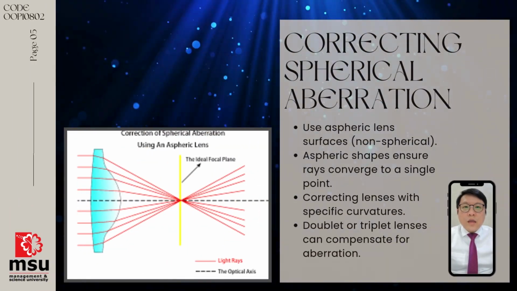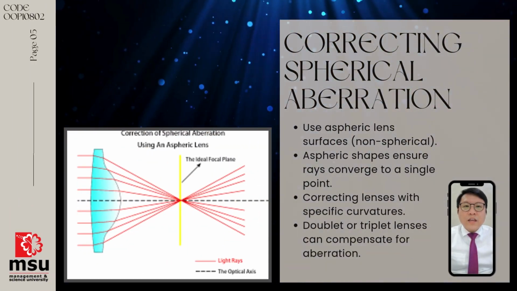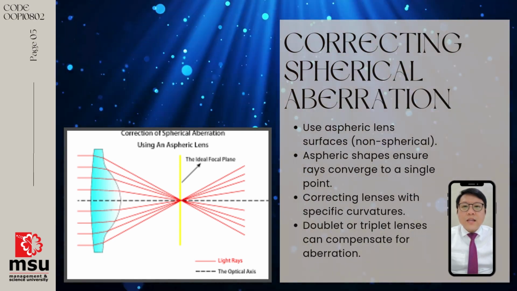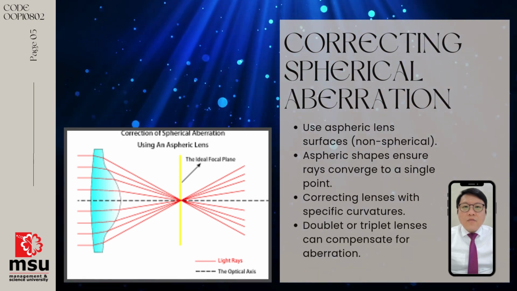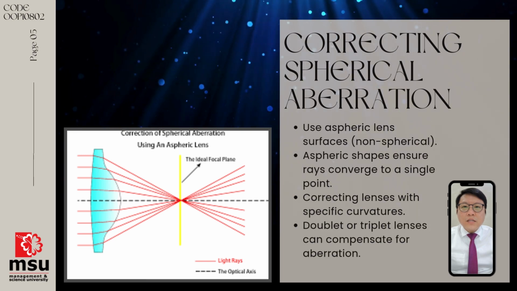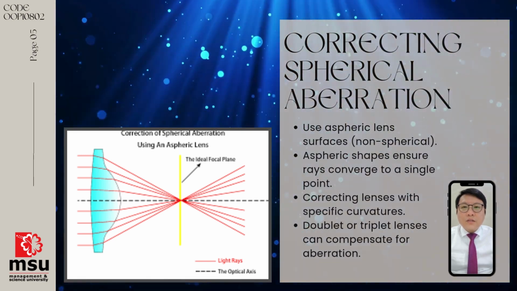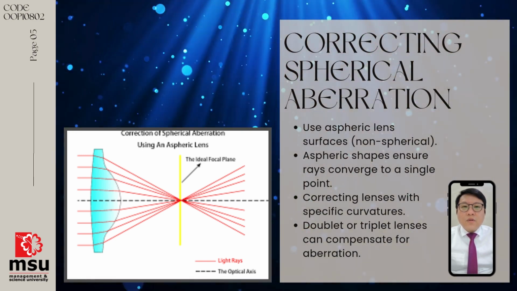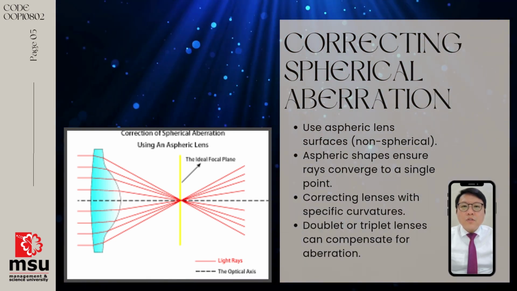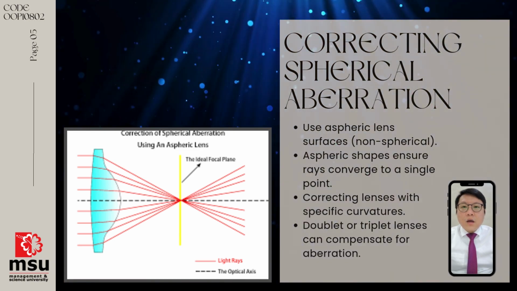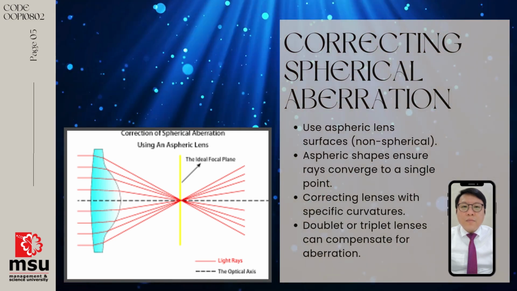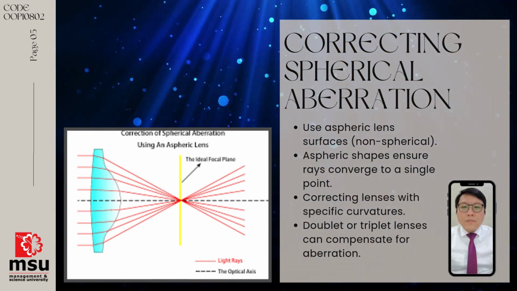Spherical aberration can be minimized through various techniques. One approach is to utilize aspheric lens elements. These lenses have a non-spherical shape designed to focus all incoming rays to a single point. Additionally, corrective lenses with carefully chosen curvatures can be combined to compensate for spherical aberration. Doublet or triplet lenses composed of multiple elements are often used for this purpose.